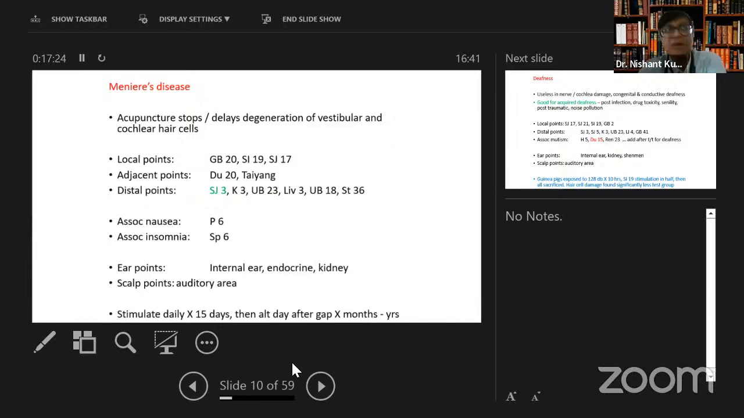Okay. Any associated nausea or vomiting, remember P6. Insomnia, sedative points, spleen 6. Internal points include your ear point, endocrine, and kidney. Okay, so the disease is in the ear, but we are stimulating kidney points here. So remember that. That is why we have the bladder points also.